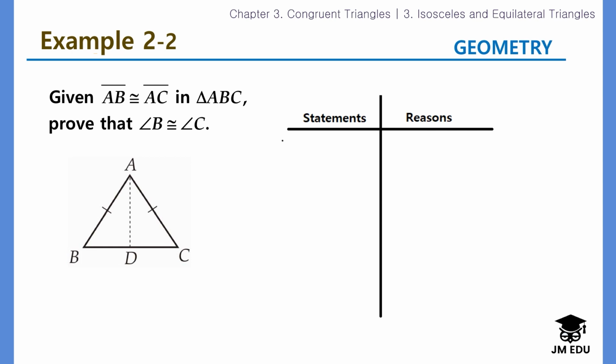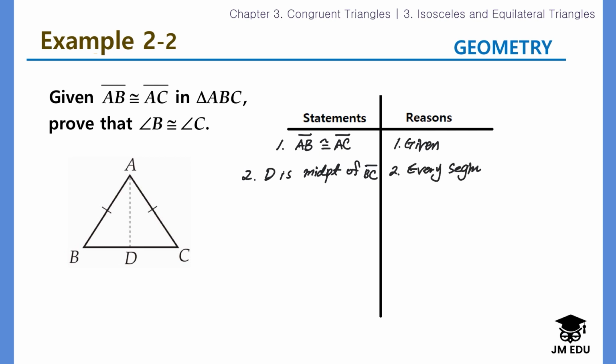So always start with the given. AB is congruent to side AC, right? AB is congruent to AC. That's given. And number two, D is the midpoint of BC. And the reason, you can just say that every segment has a midpoint.